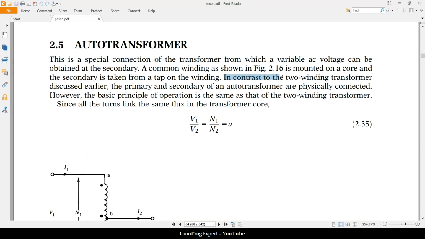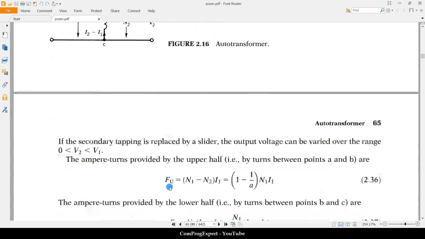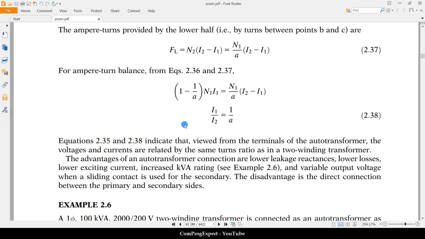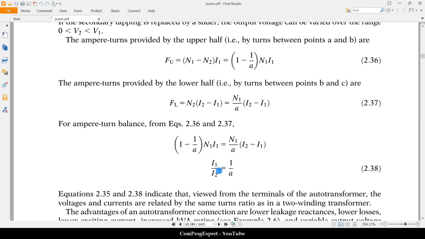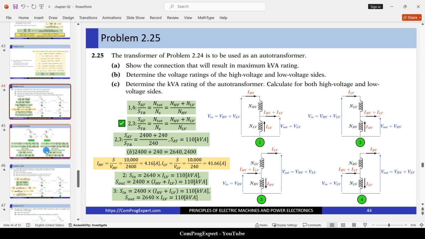In contrast to the two-winding transformer discussed earlier, the primary and secondary of an auto transformer are physically connected. However, the basic principles of operation are the same as that of the two-winding transformer. In this case, also we have these ratios for V1 and V2 and I1 and I2. We will check these equations and derive them now here in this slide.